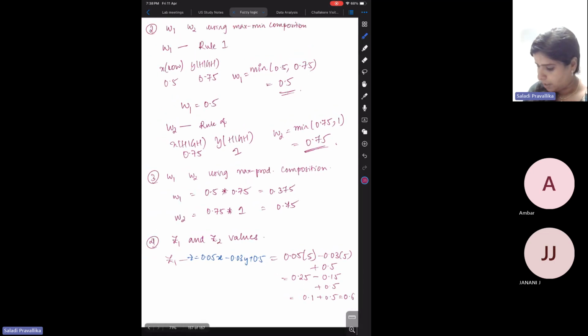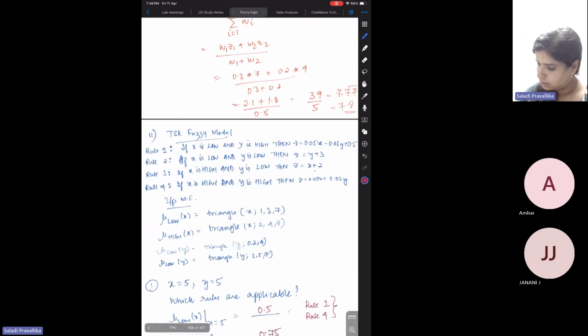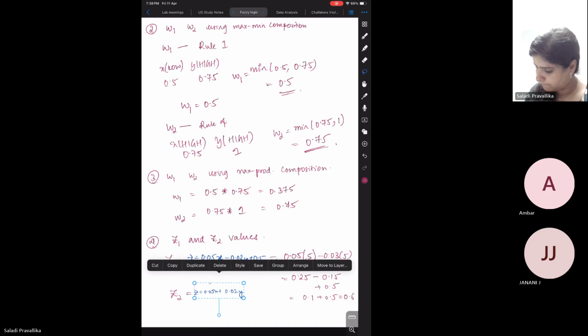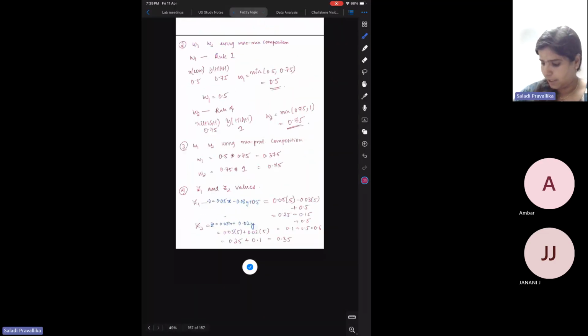And then for Z2, Z2 is rule 4, which is equal to 0.05 into 5 plus 0.02 into 5. So this is equal to 0.25, and this is equal to 0.1. That is equal to 0.35. So both of you are right.